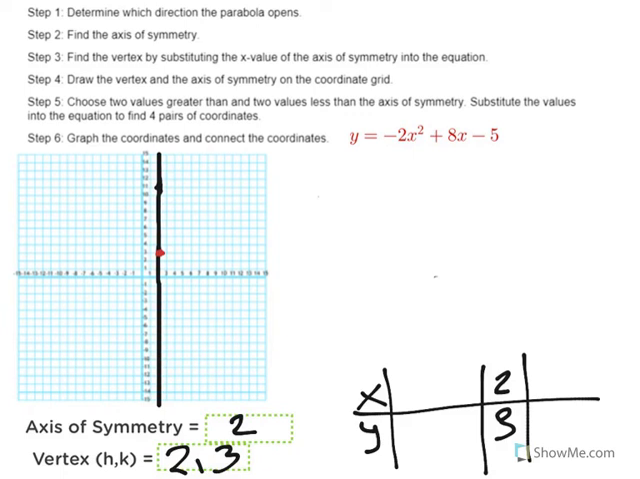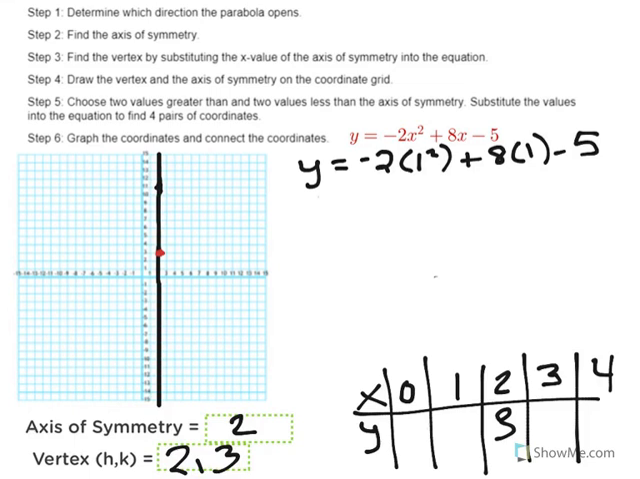And now I'm going to choose my greater than and less than values of my axis of symmetry for my x values. So my greater than, we're going to go with 2, 3, 4, and backwards we're going to go 2, 1, 0. Okay, so I've got my values there. Now I'm just going to substitute them into the equation as I have previously and solve. Okay, so I'm going to start out with the 1 for x, and so I've rewritten the equation. I'm going to go ahead and solve, and I'm going to find my solution.